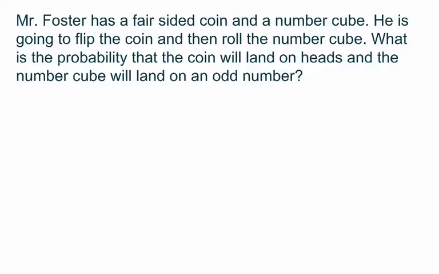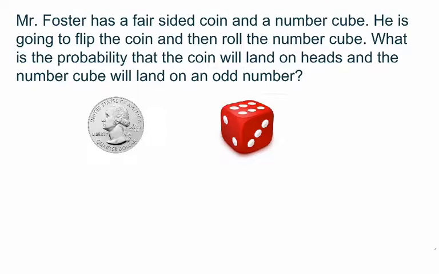And the first scenario we'll start with, which is kind of familiar, is Mr. Foster has a fair-sided coin and a number cube. He is going to flip the coin and then roll the number cube. What is the probability that the coin will land on heads and the number cube will land on an odd number? So we've got the coin and the number cube.